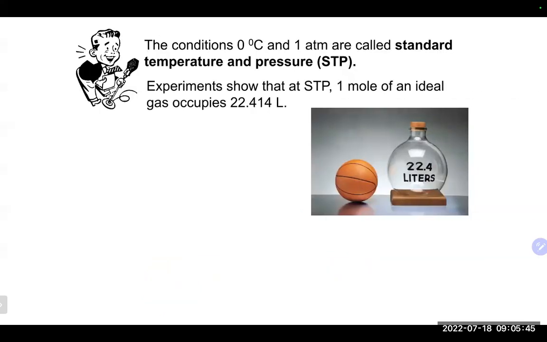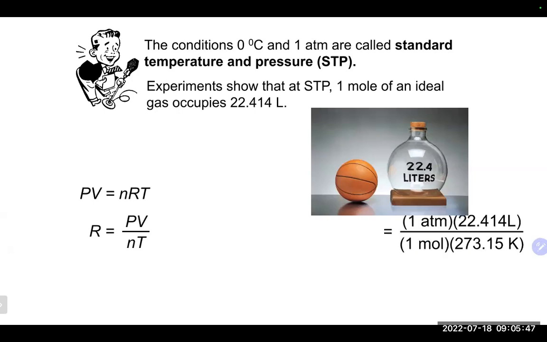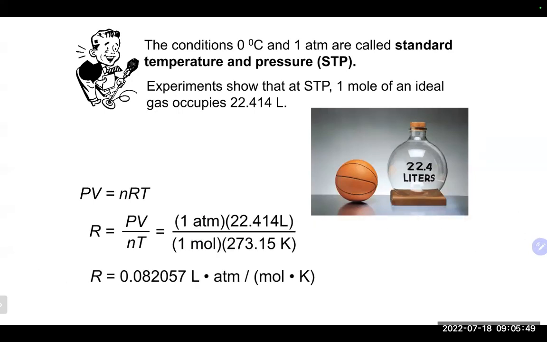So let's talk about a couple of other important relationships with the ideal gas law. One important relationship is what is known as STP. STP stands for standard temperature and pressure. So when somebody says, hey, this is at STP, they're actually giving you a temperature and a pressure. The temperature is 273 Kelvin. The pressure is 1 atmosphere. So those are the actual values that you use when somebody says we are at STP.